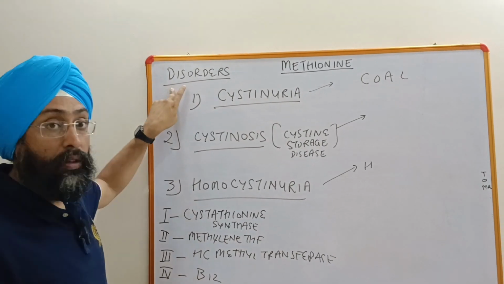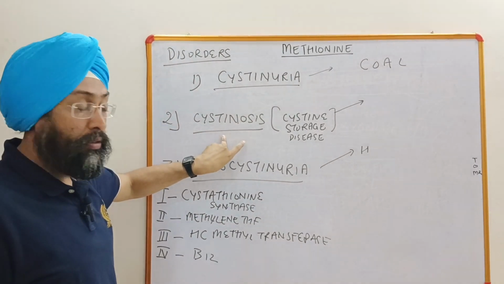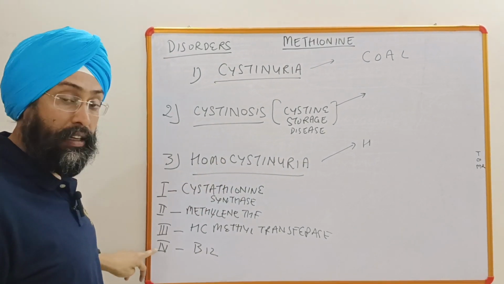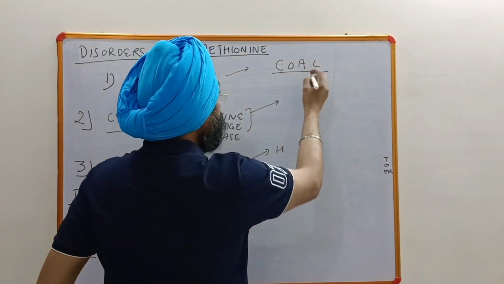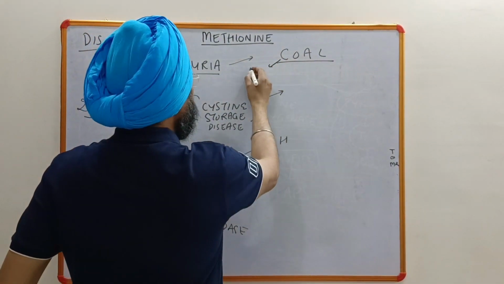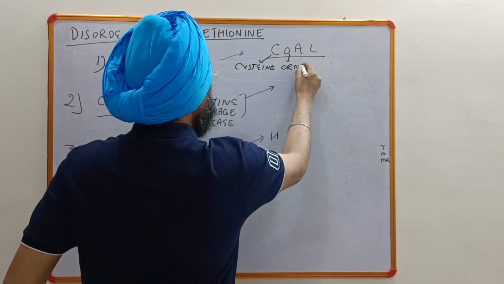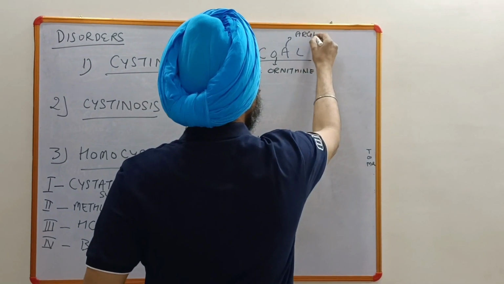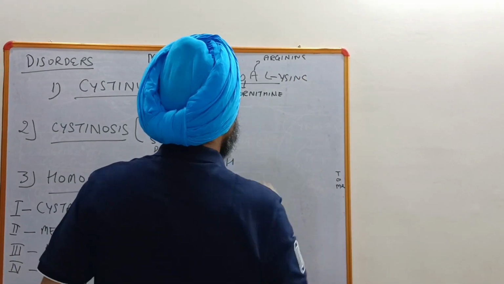Now the final part, the disorders of this metabolism. There are three major disorders. First is cystinuria, second is cystinosis, and third is finally homocystinuria. It is further classified into four types: 1, 2, 3, and 4. Right. So first of all, we start with cystinuria. Actually, it is due to the defective absorption of these four amino acids: COAL. C for cystine, O for ornithine, A for arginine, and L for lysine, right?